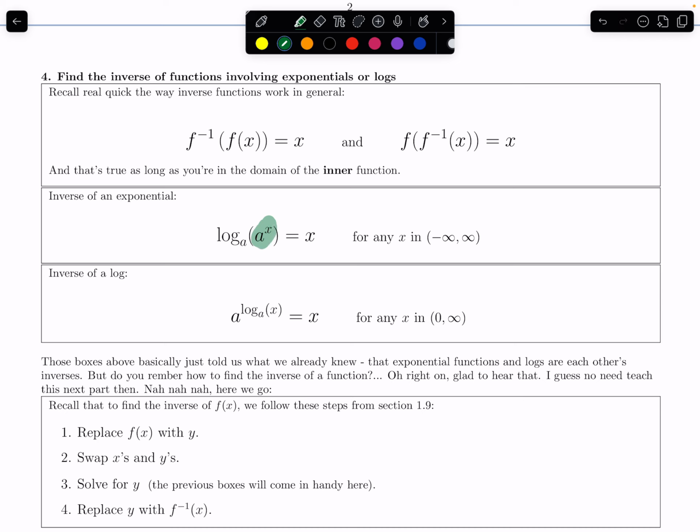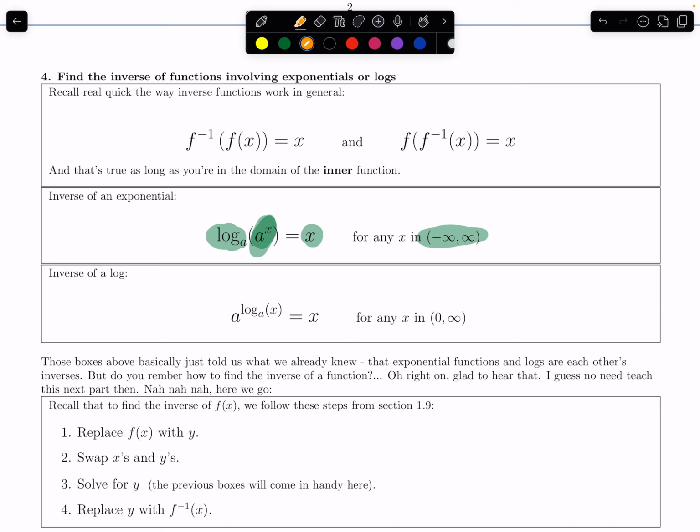Okay, now the inverse of an exponential. If I have an exponential a to the x, the inverse of a to the x is the log base a. So log base a of a to the x is just that x back. And this is for anything in the domain of the inner function. The inner function is a to the x, which has a domain of negative infinity to positive infinity. That's because anything goes for exponentials, right? x can be anything. We saw that in the last class.